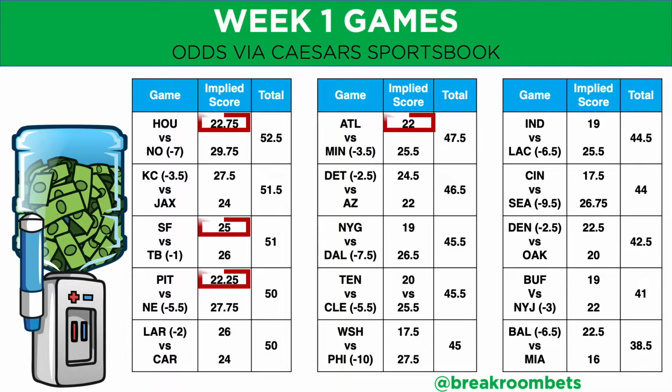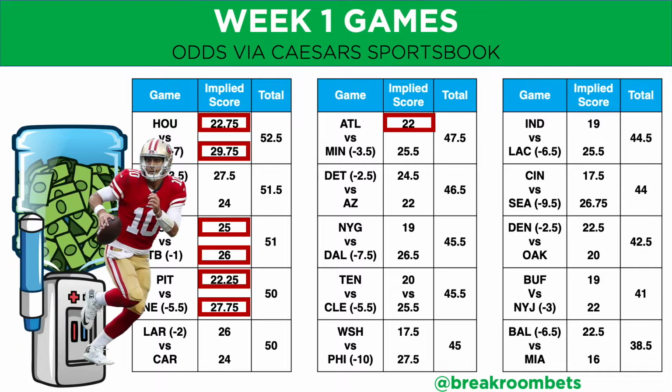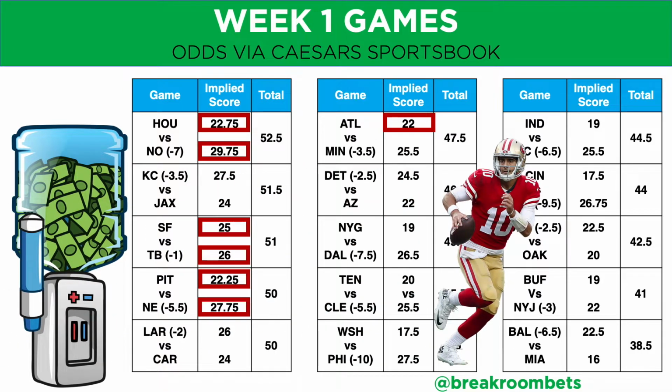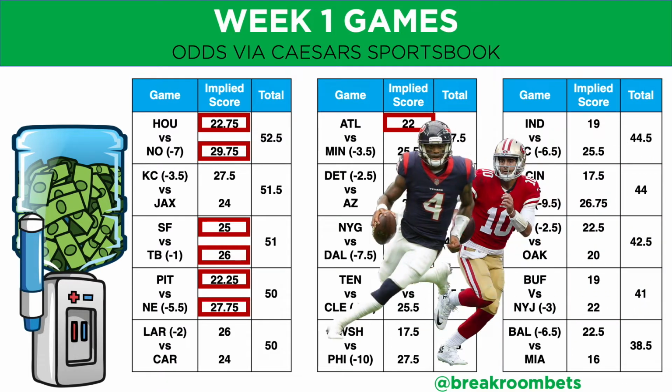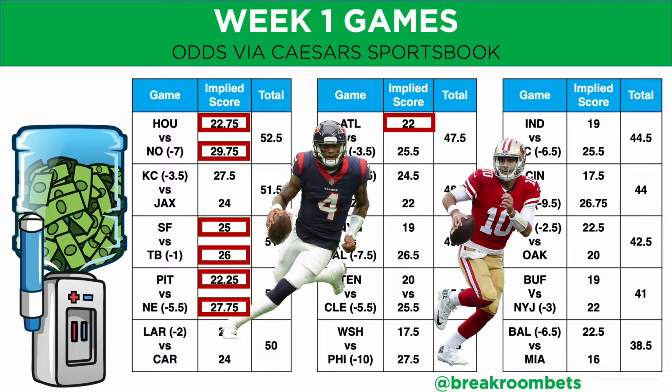Here's all your road dogs with 22 or more. And 3 of them feature a home favorite with an implied score greater than 26. Now, I did bet on all 3 of these games. I took the over in the Saints-Texans and the Niners-Bucks. So, of course, I love Jimmy Garoppolo as the best value play in daily fantasy this week. And Deshaun Watson will probably put up video game numbers in a shootout in New Orleans.